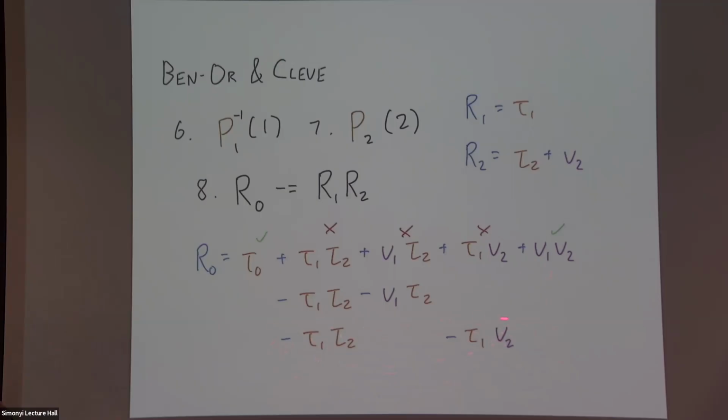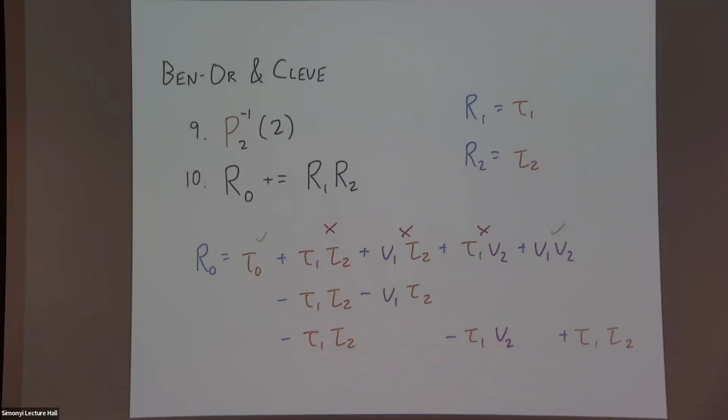So this gets rid of the extra junk term, but I actually have a minus tau 1, tau 2 that's now along for the ride because I have two minuses and one plus. And this one's easy to deal with. You just finally get rid of the last thing, which is reset the R2 register, multiply them together. You just have tau 1, tau 2, you add it, and this cancels out the last junk term.